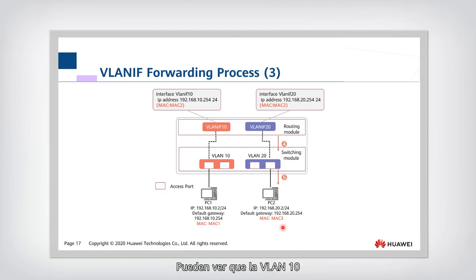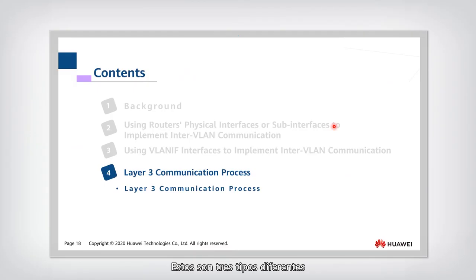So you can see that VLAN 10 and VLAN 20 in the switching module forward by checking the MAC address. But VLAN interface 10 and 20 in the routing module determine the outgoing interface by looking at the IP address. So that's the key difference between the layer 2 switch and layer 3 switch. So these are three different types of inter-VLAN communication implementation. Now let's talk about the layer 3 communication process.